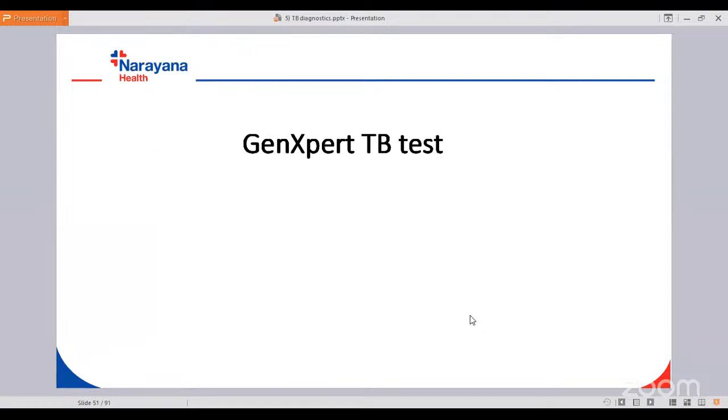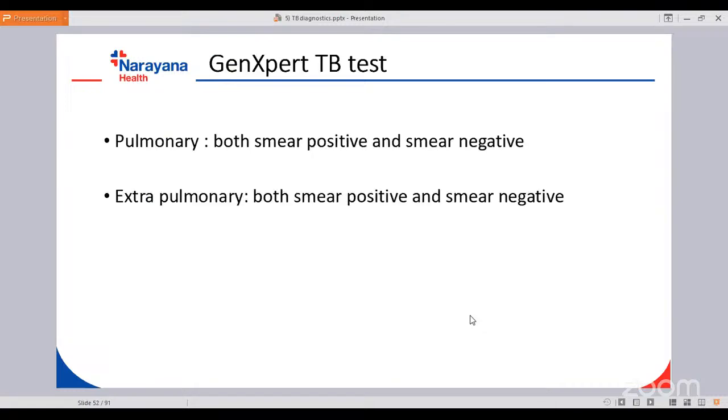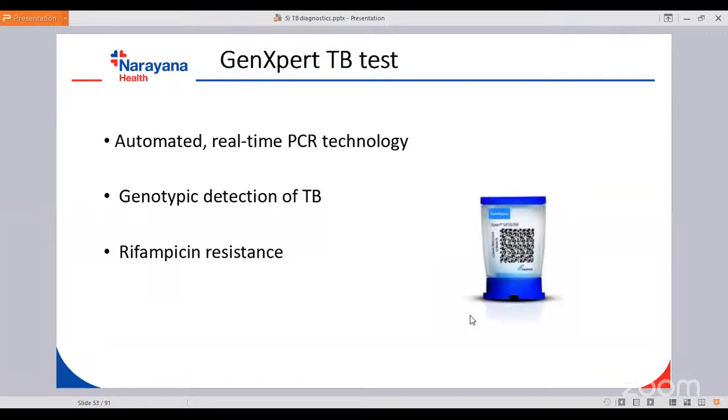So coming to another test which is very commonly used, everybody's aware of it, and that's the GeneXpert TB test. So as I told you, line probe assay gives you results in the form of lines. What is GeneXpert? The GeneXpert TB test is a test which can be run on both pulmonary and extrapulmonary samples. It can be run on both smear positives and smear negatives. That's the advantage of the GeneXpert test.